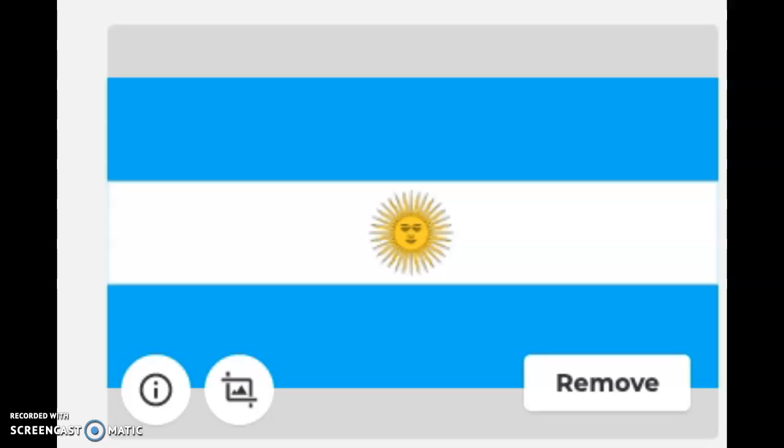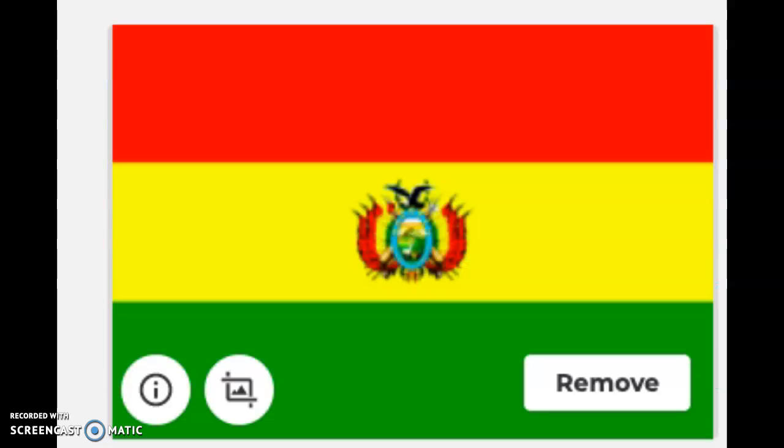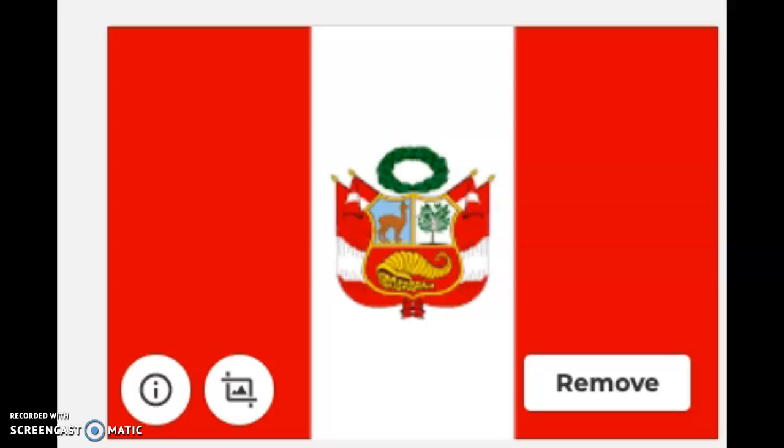Next up we have the flag of Argentina. This one's going to be tough to remember, but if you like soccer, the flag is familiar to you. This is a very great soccer team. Our funnest one, Bolivia. Bolivia, look at those wonderful colors. I have no way to remember Bolivia. That's okay, it gets easier.